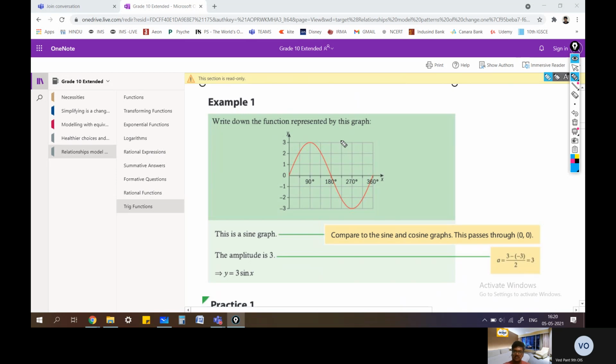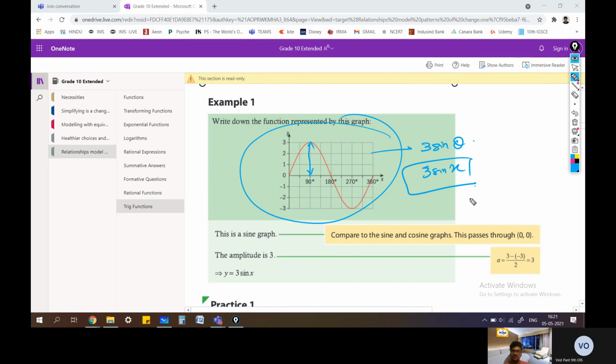So what does this function represent? See, the maximum value is going to 3 from its mean position. I know this is a sine function, but the maximum value is going to 3, so we'll say this is 3 sine theta or 3 sine x. Why x? Because my x axis represents degrees.